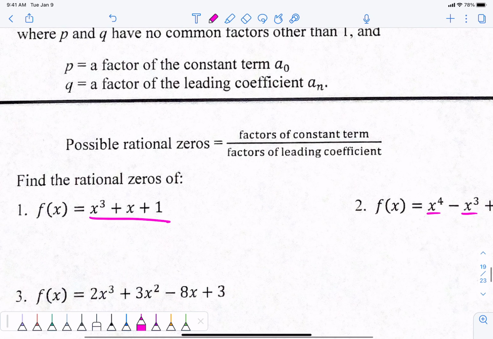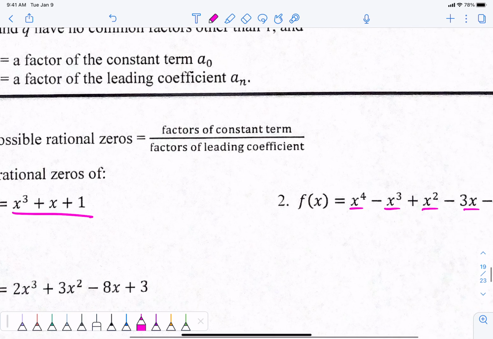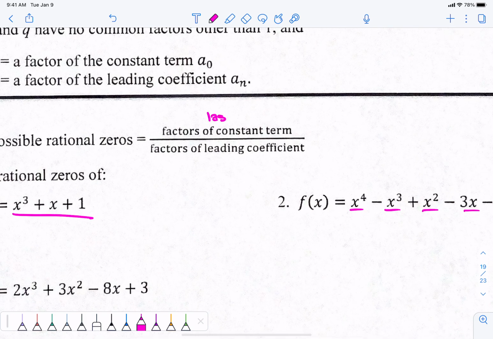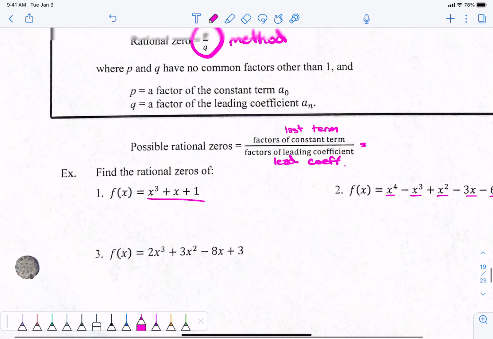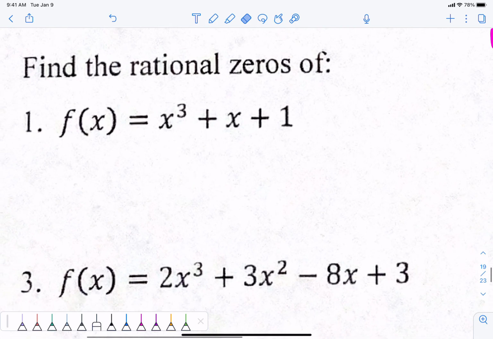P is the last number, the factors of the constant term, the last term, over the leading coefficient. The last term, the leading coefficient. So for this one, number 1, the P is the last term, the Q is the first piece, right? If they're in order. They have to be in order first.